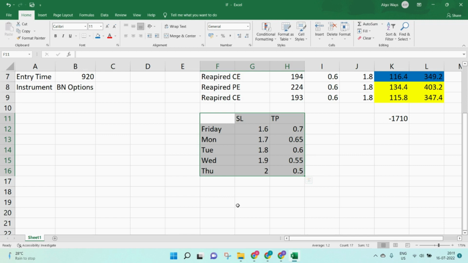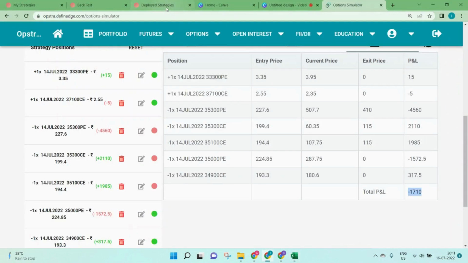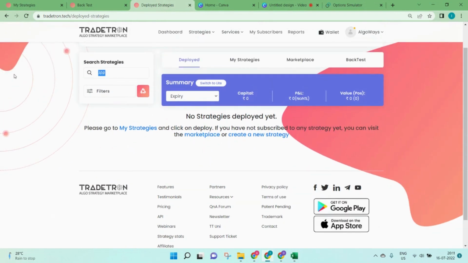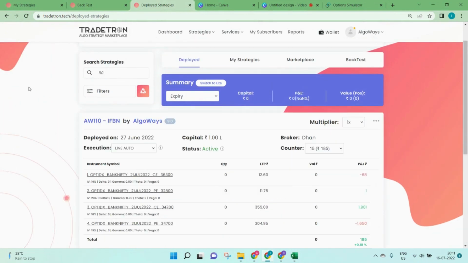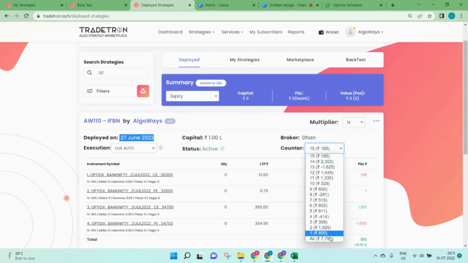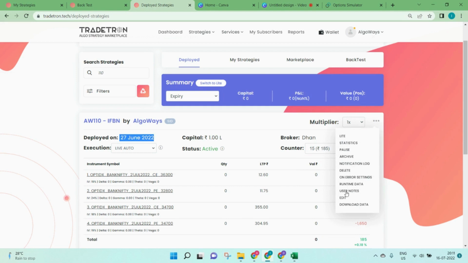Now let me go to Tradetron, where I have coded this strategy and it has been running for quite some time now, around 3 weeks I feel. We will see briefly how the code is done. Let me go to the strategy. This is the one, AW110, IF means Iron Fly Bank Nifty. It was deployed on 27th June, some 15 counters have been done, and it has given some 8,000 profit. Let's see. I'm going to edit.